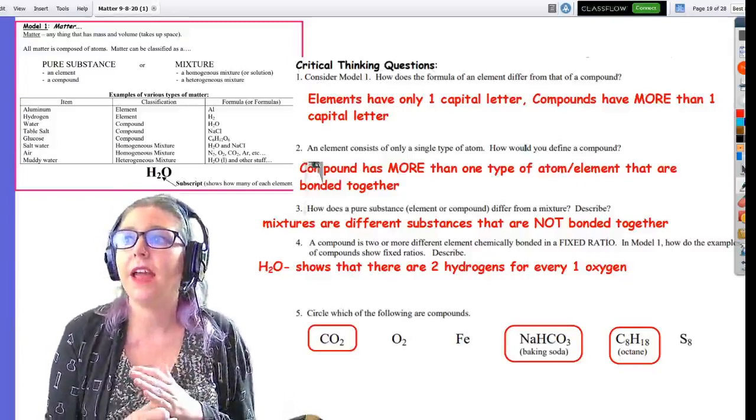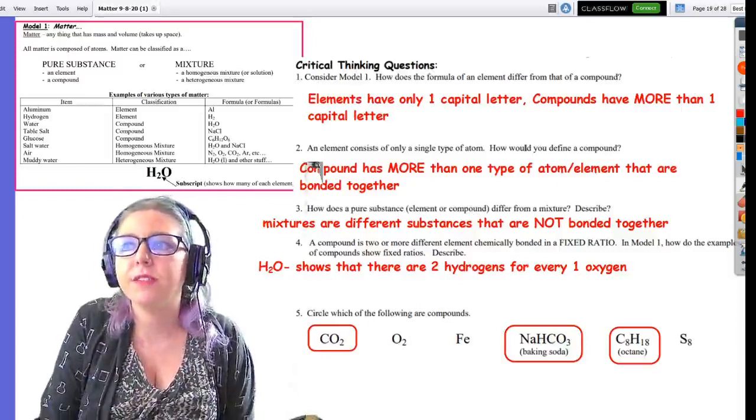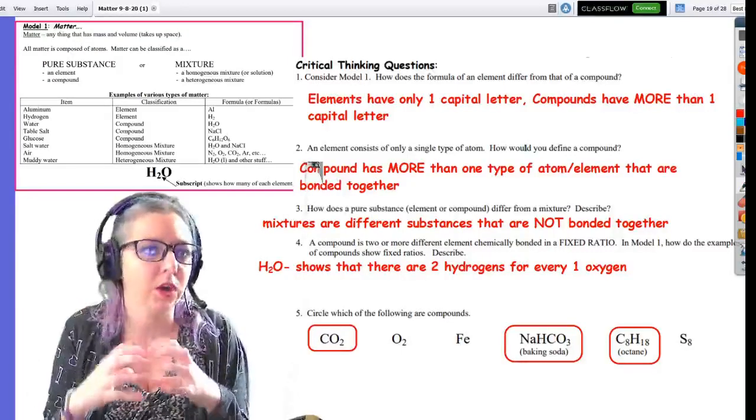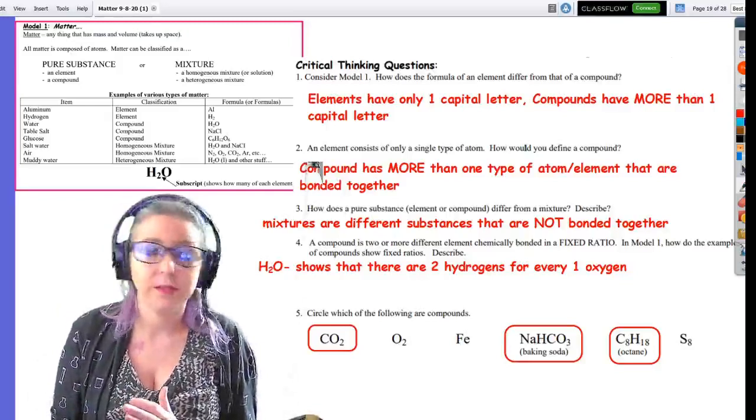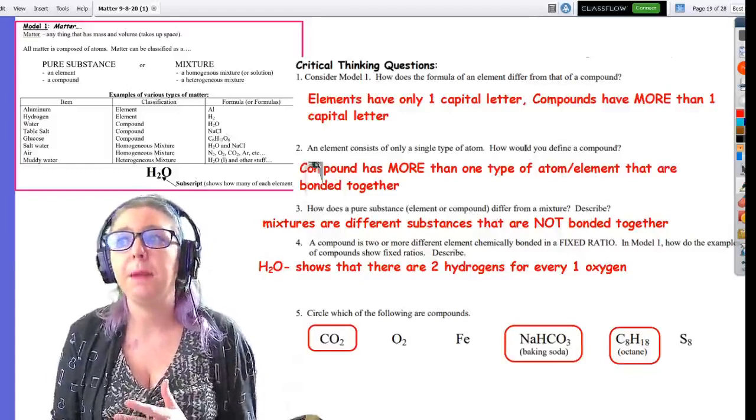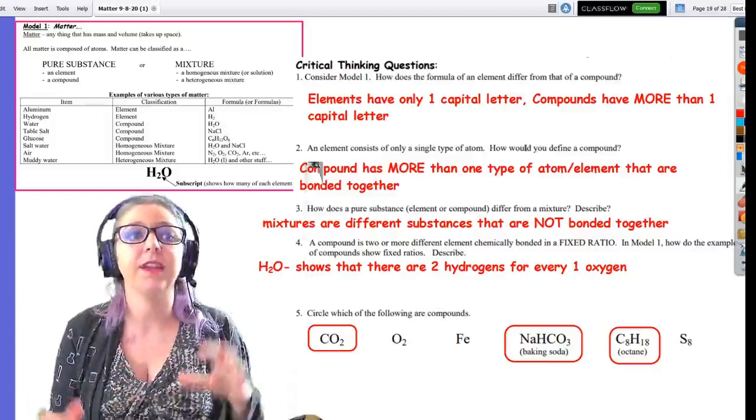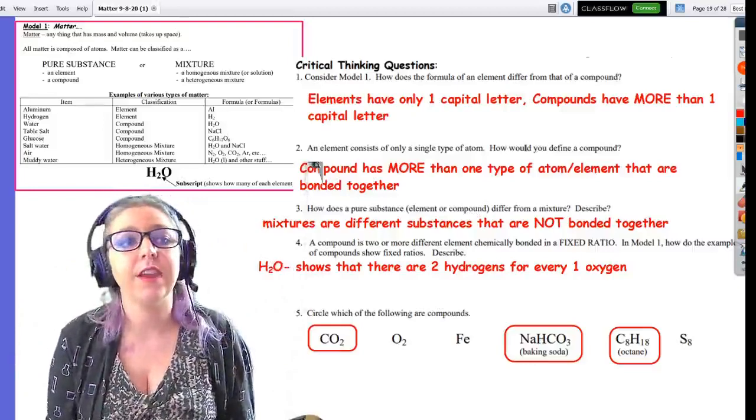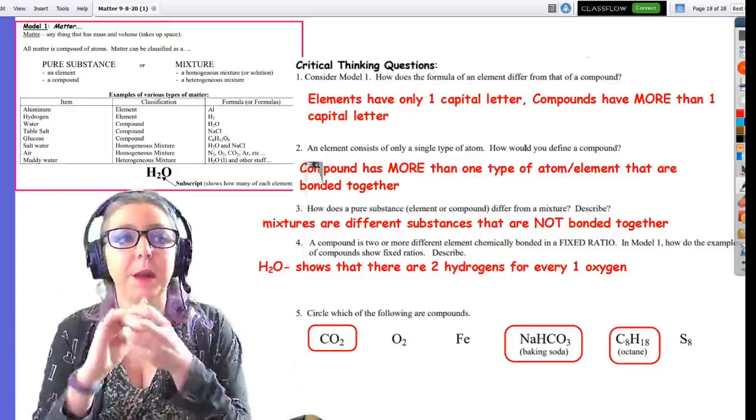Also notice that when I have a compound to show that they are bound together, I write all those symbols without any spaces, without any commas. It's like it's just one big word. How does a pure substance, element or compound, differ from a mixture? Mixtures are different substances. So a compound is different elements, but a mixture can be different compounds. It can be different elements. It can be compounds and elements, but they're all thrown together and they are not bound together. So a compound is different elements that are bound together.